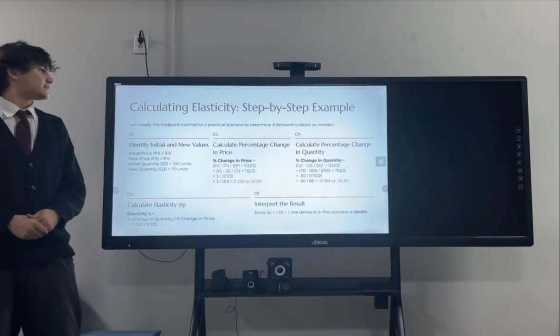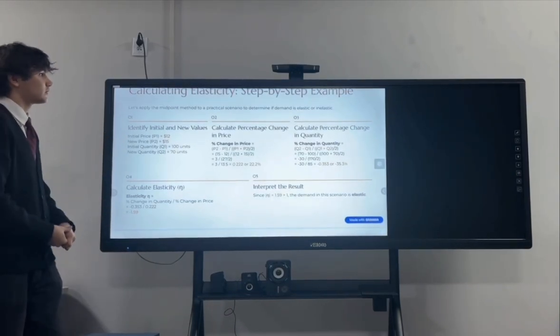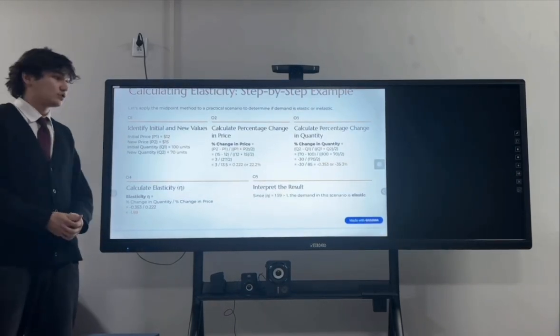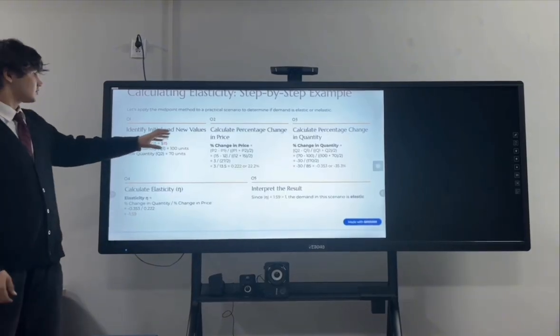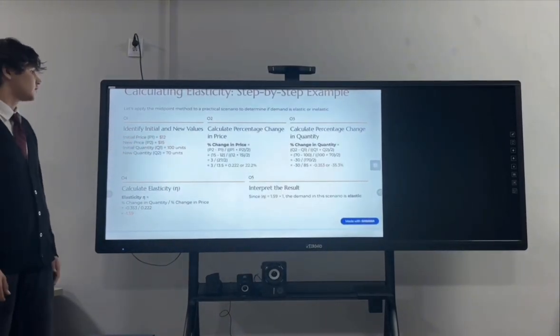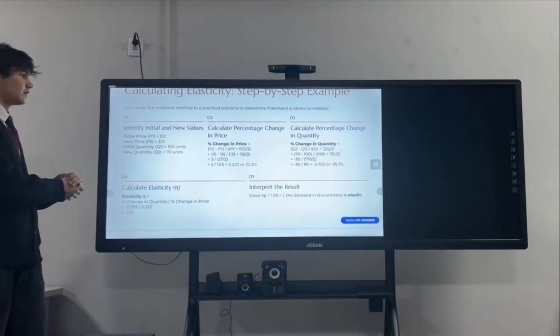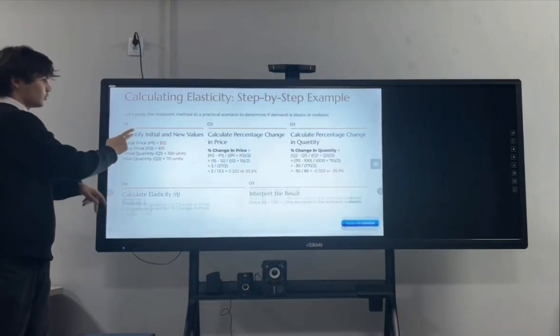Calculating elasticity, a step-by-step example. So here are the equations related to calculating the elasticity of our goods. So the first one, identify initial and new values. Initial price, $12, new price, $15. As I talked before, we have a formula. Yes, we divide by 2. I can show you now even.